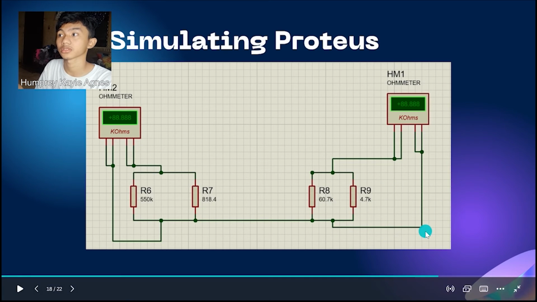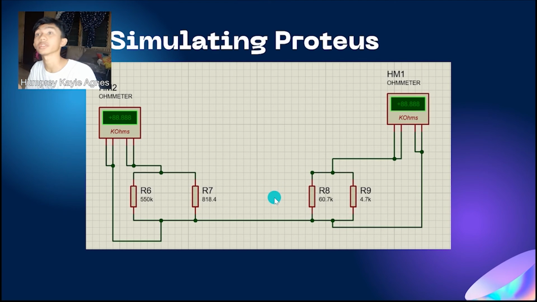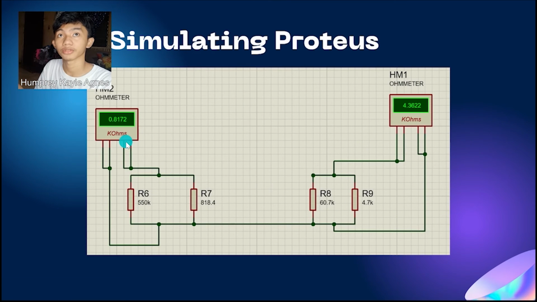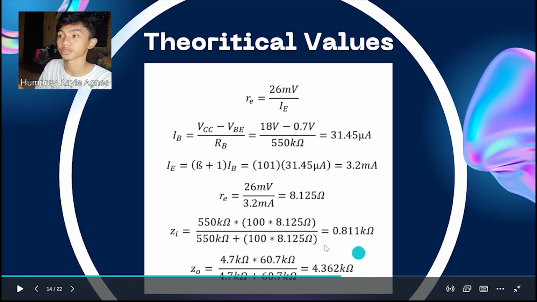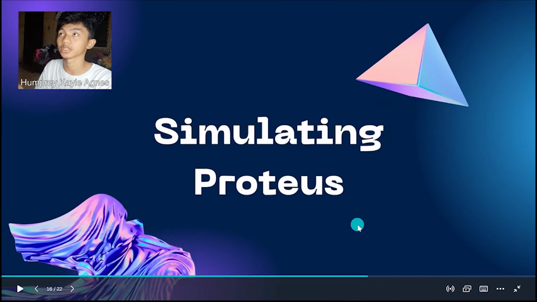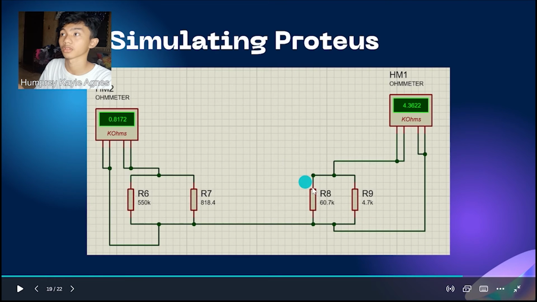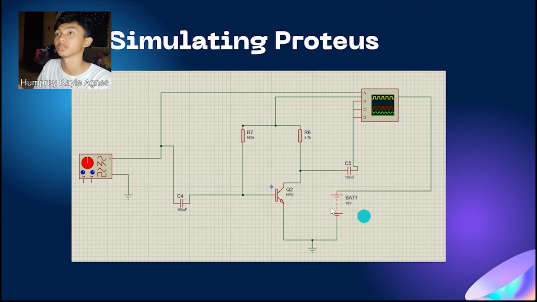Now for the input impedance and output impedance. So this is the circuit right here. The small signal equivalent of the circuit, the BJT. The values will be 0.8172 kilo ohms and 4.36. 0.81 and 4.36, which is correct. ZI and ZO. So next is for the voltage gain.